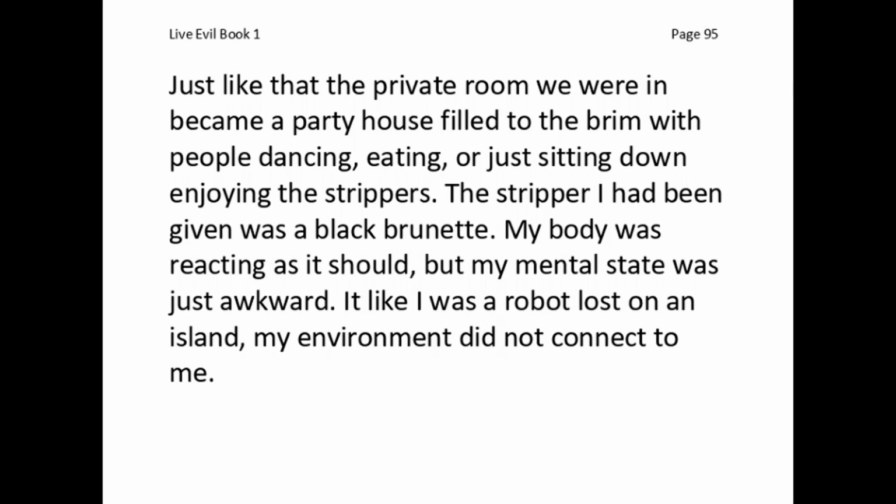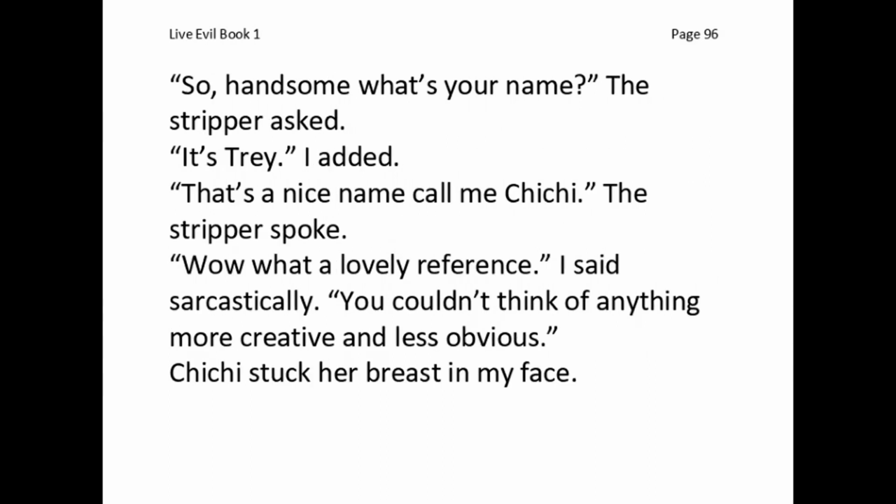The stripper I had been given was a black brunette. My body was reacting as it should, but my mental state was just awkward. It was like I was a robot lost on an island. My environment did not connect to me. "So, handsome, what's your name?" the stripper asked. "It's Trey," I added. "That's a nice name, call me Chi-Chi," the stripper spoke. "Wow, what a lovely reference," I said sarcastically.